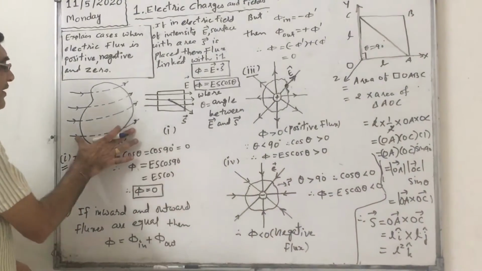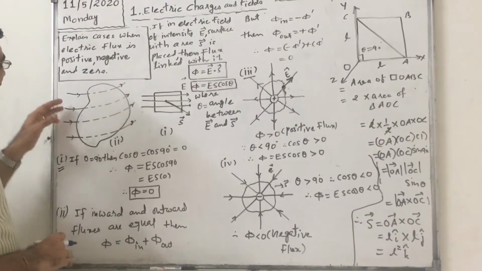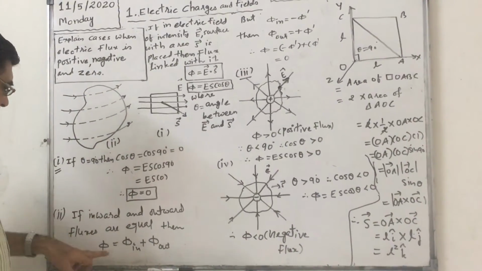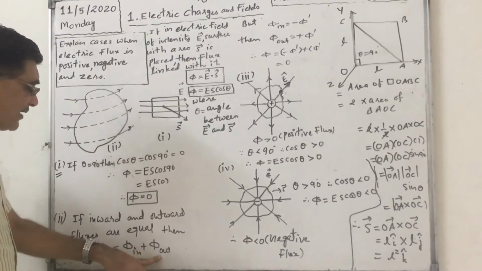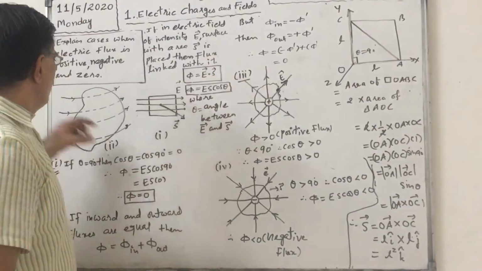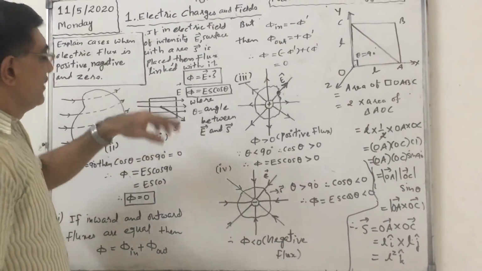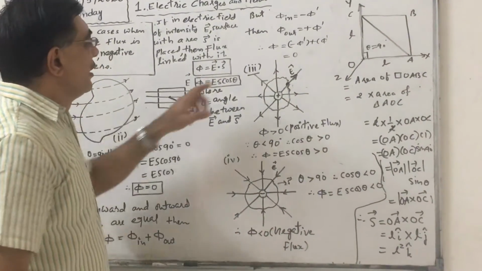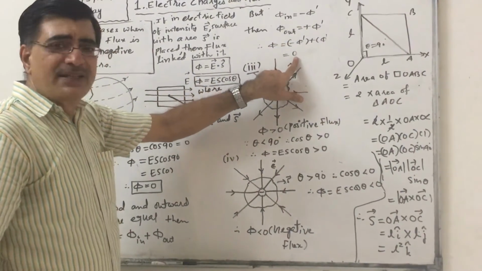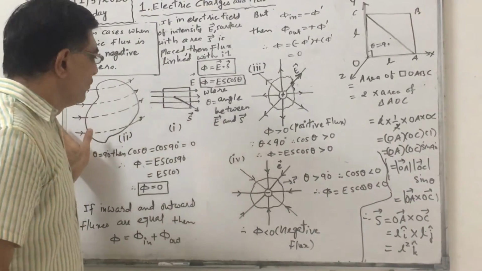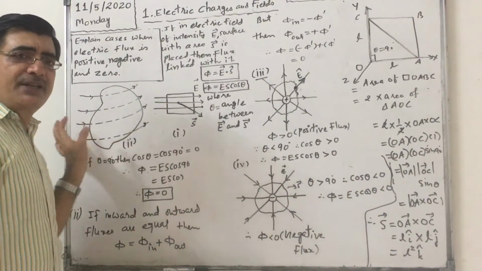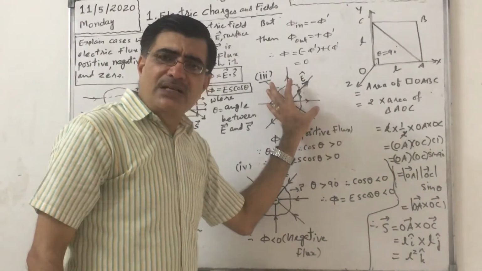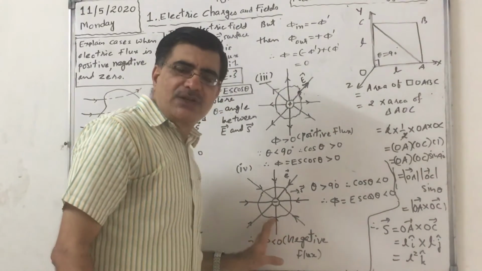Now, if we consider this case, the number of field lines entering equals the number of field lines leaving. In this case, the total flux equals flux inward plus flux outward. If the magnitude outward is 5, here it is 4. Then for inward it is minus 5, because inward flux is taken as negative and outward flux is positive, so net flux will be 0. Thus, these are two cases of zero flux. Here the angle is 90 degrees, here inward flux equals outward flux. This is a case of positive flux because outward. This is a case of negative flux because inward.